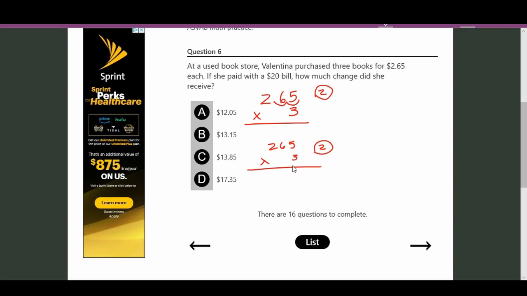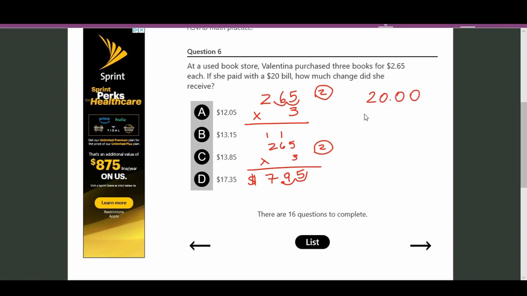So 5 times 3 is 15, carry the 1. 6 times 3 is 18, plus 1 is 19, carry the 1. 2 times 3 is 6, plus 1 is 7. Don't forget to shift your decimal back in twice. 1, 2. So in other words, the 3 books she purchased at $2.65 each was in the total amount of $7.95. Now we know she paid with a 20. So let's go ahead and set up the subtraction part of this problem.